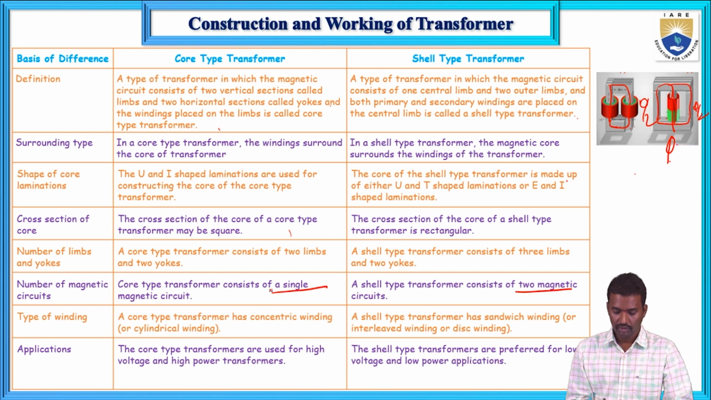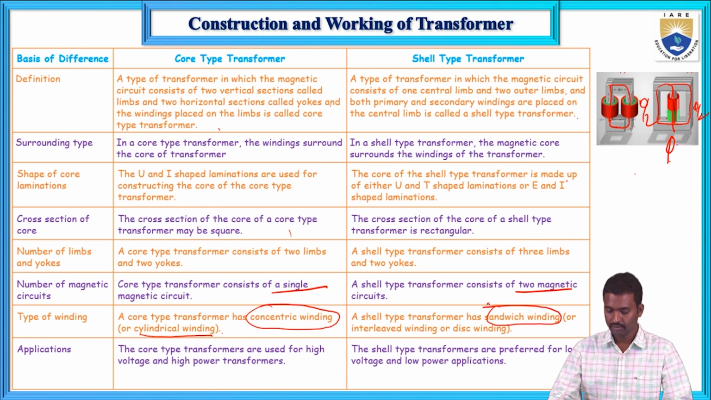Next, here we use concentric winding, that is cylindrical winding, but here we use sandwich winding, which is also known as disc winding. So what are the applications? Core type transformers are used for high voltage and high power applications, such as transmission and distribution purposes. For low voltage and low power applications, we use the shell type transformer.